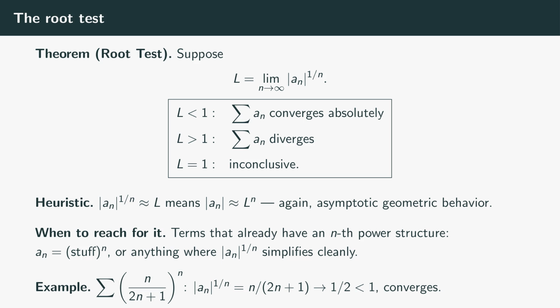Converges, 3 lines. The root test is technically stronger than the ratio test. There are series where root works but ratio gives L equals 1. But ratio is usually easier to compute, so most reach for ratio first. Root becomes the right tool when an nth power is visible.